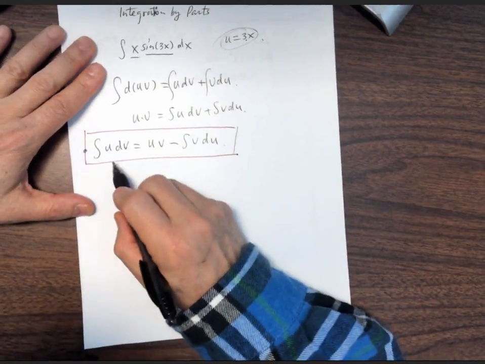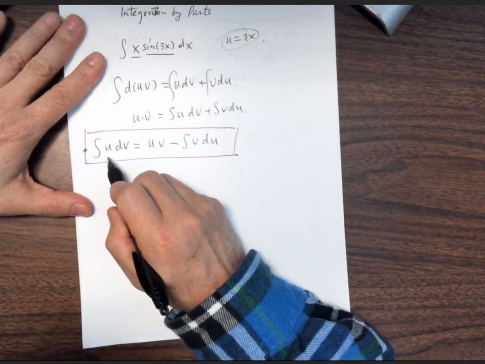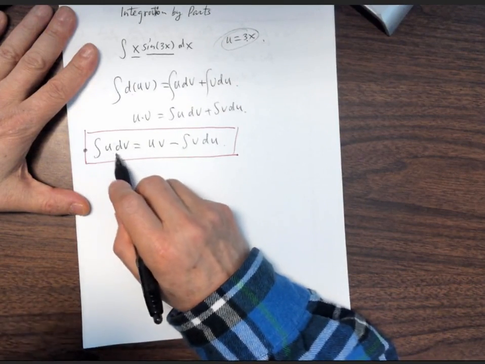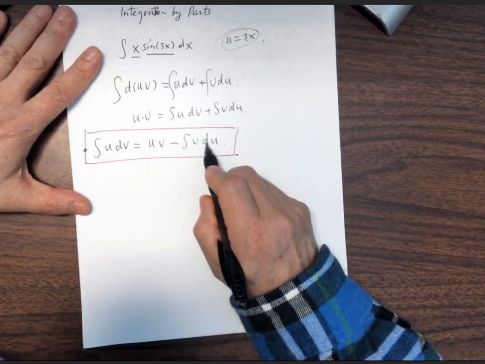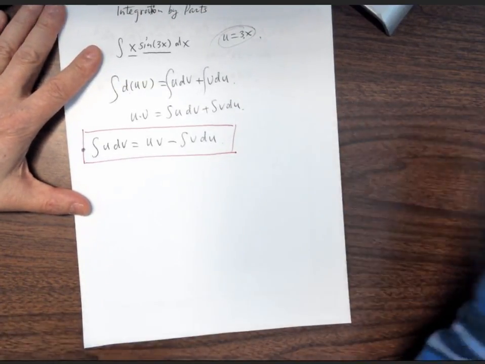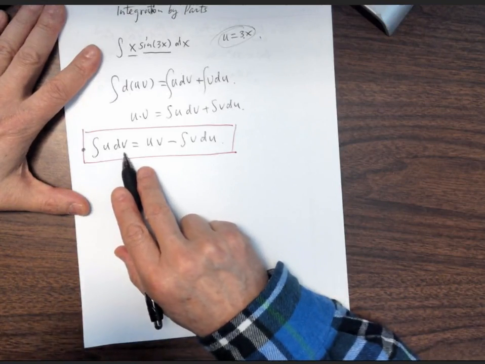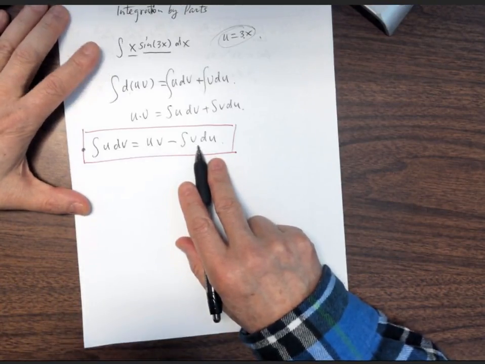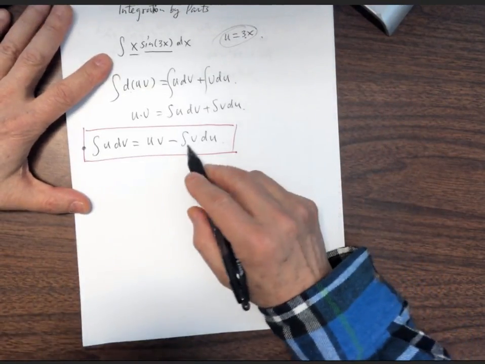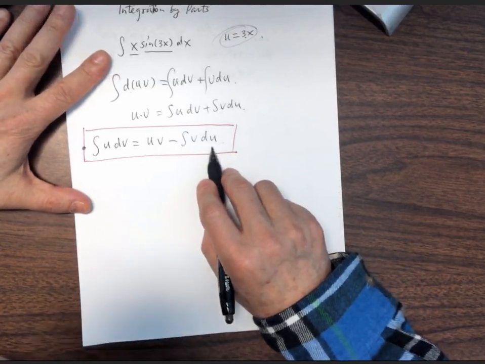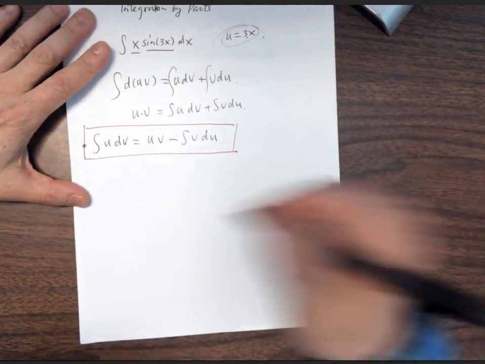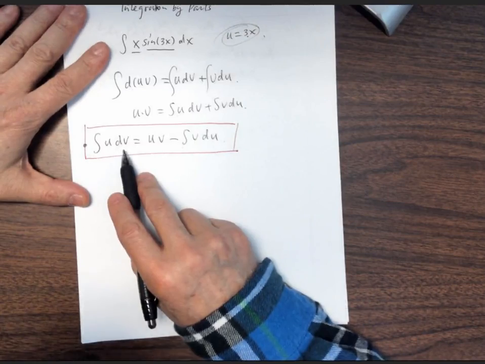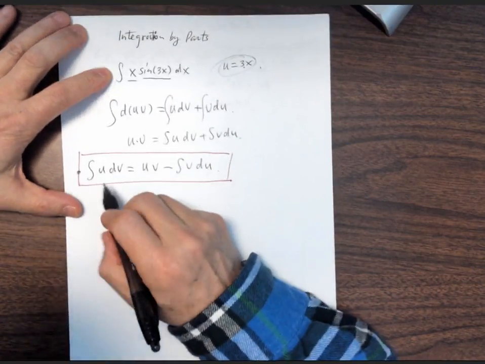Now, when you look at the formula, it seems that you're going from some integral to a new integral. Well, the hope is that with this transition, with this formula, the new integral is simpler, or better yet, integrable right away. Alright, so how do we apply this integration by parts formula?